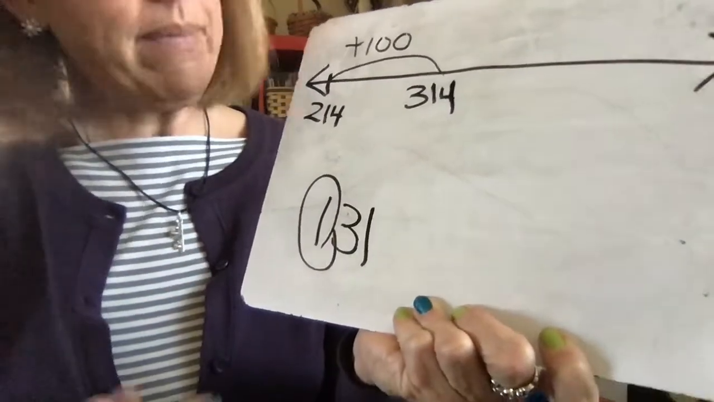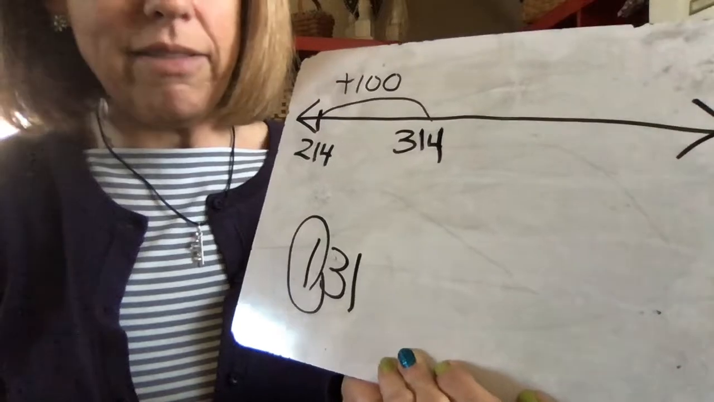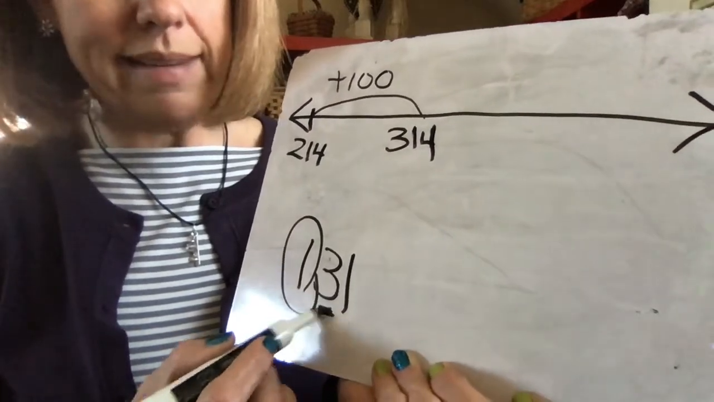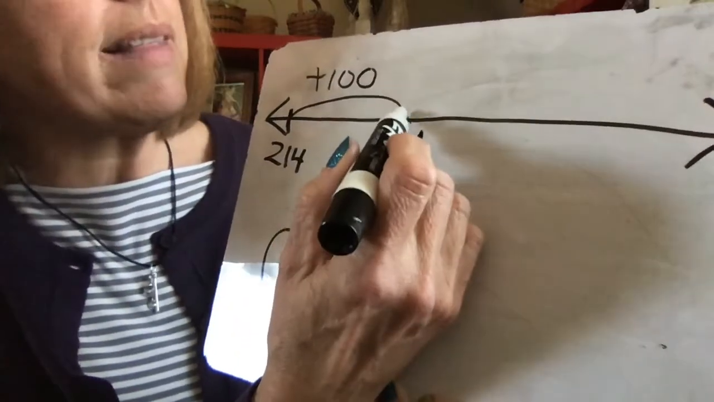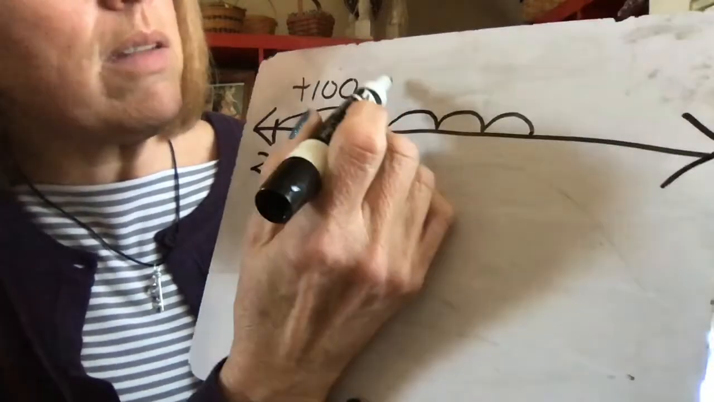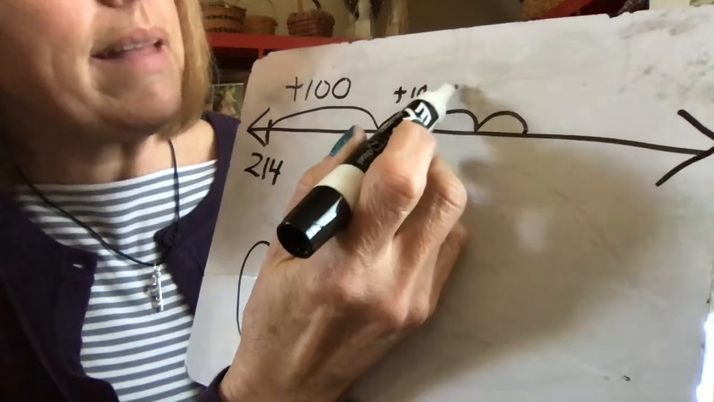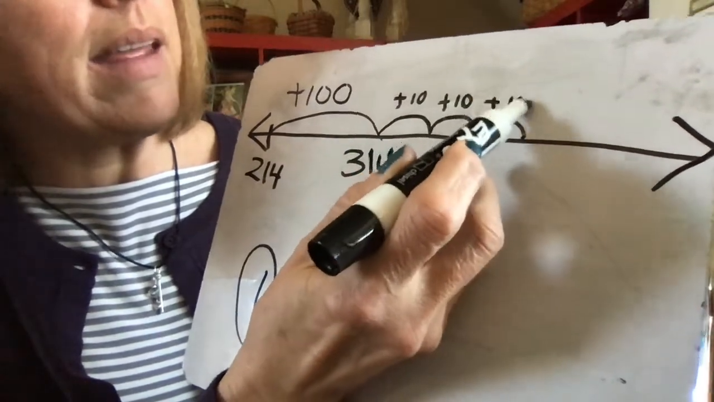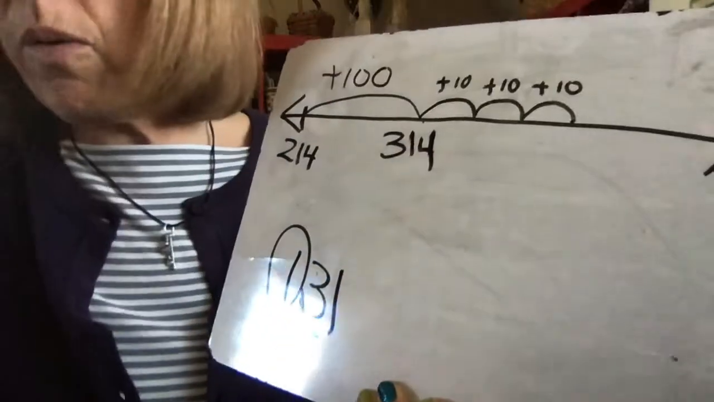131. Okay, so how many 10s do I have? I have 3 10s right there. So I'm going to take 3 little 10 hops. 1, 2, 3. So these are all plus 10, plus 10, plus 10. Okay, so 314.